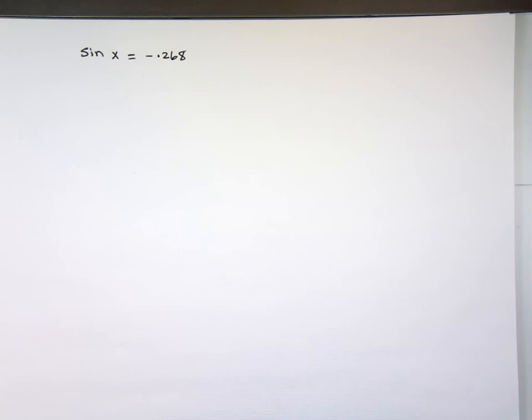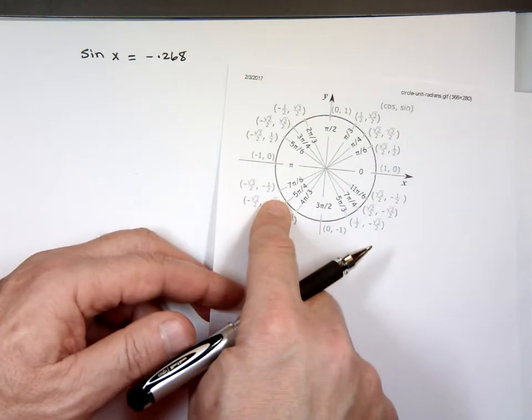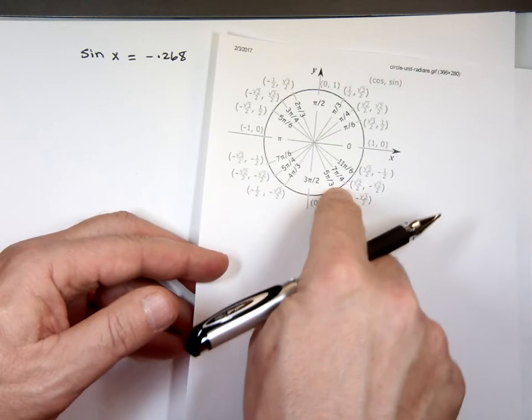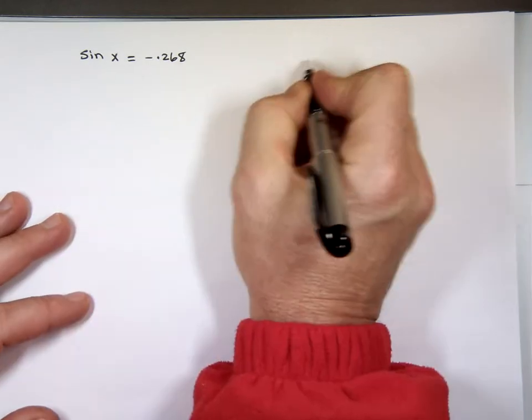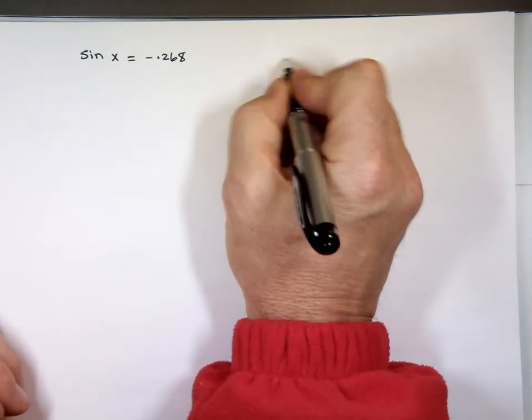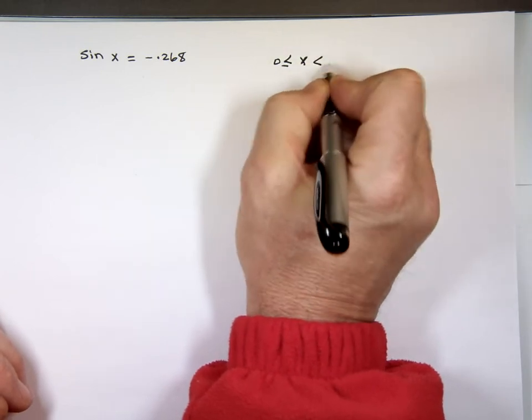Notice the sign is negative in the bottom two. The calculator is always going to give you the answer in this quadrant, quadrant 4. If they said x is bigger than 0 and less than 360, I'll do degrees, because I don't know where the radian setting is on my calculator here. I'm switching to degrees.